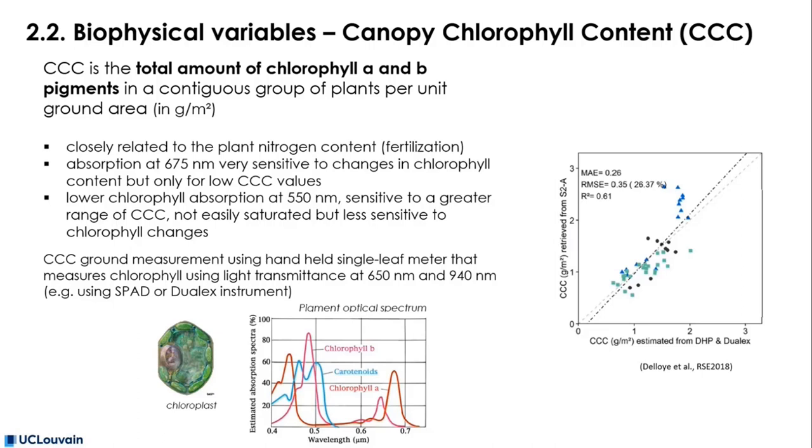As illustrated by the pigment spectral signature below, you can see that at 550 nanometer, the low absorption indicates a rather large sensitivity to a great range of chlorophyll canopy content, which is not easily saturated, but less sensitive to chlorophyll changes. At the opposite, the absorption at 675 nanometer shows a very high sensitivity to changes in chlorophyll content, but only for low canopy chlorophyll value.